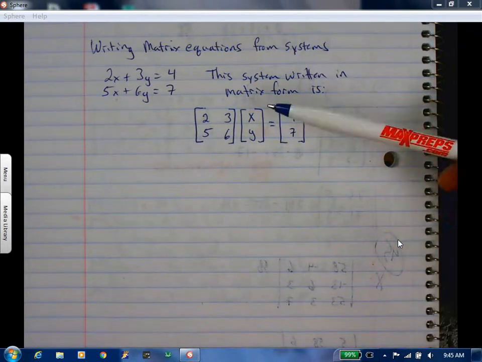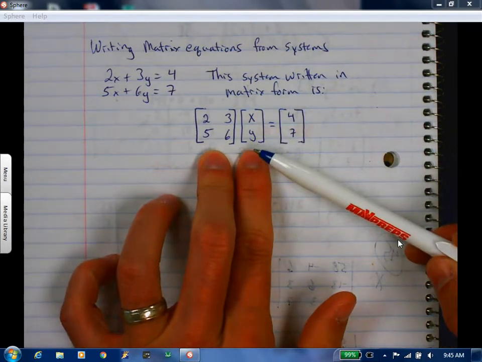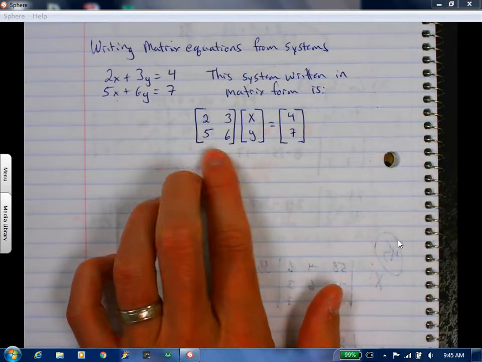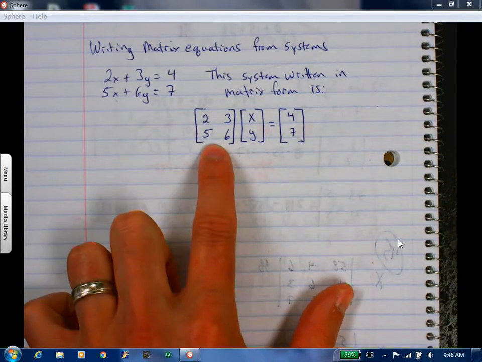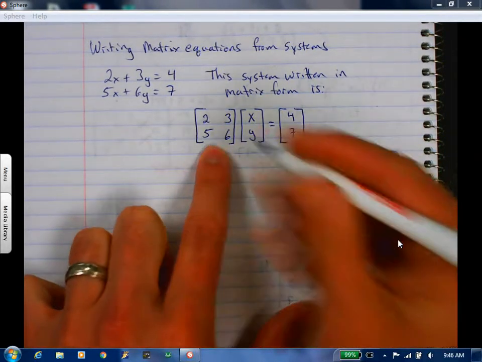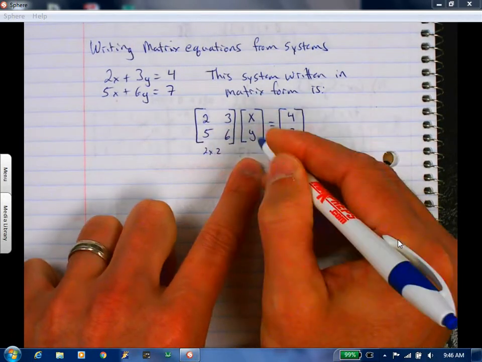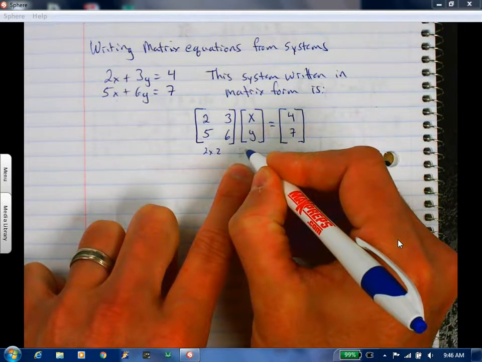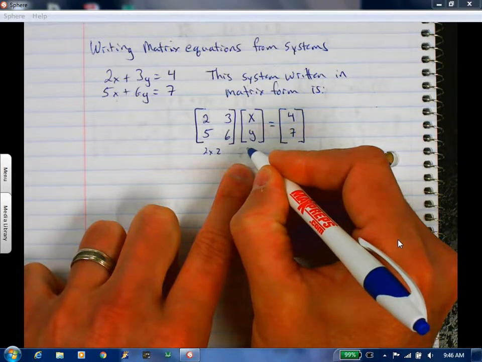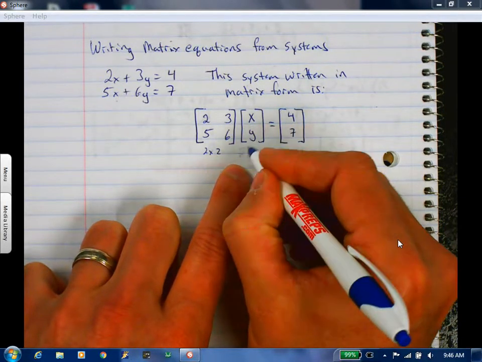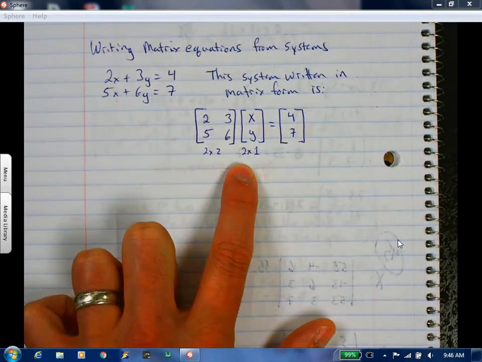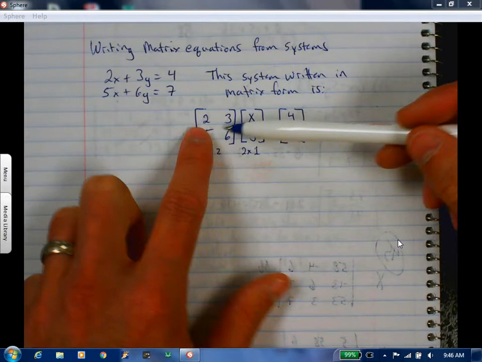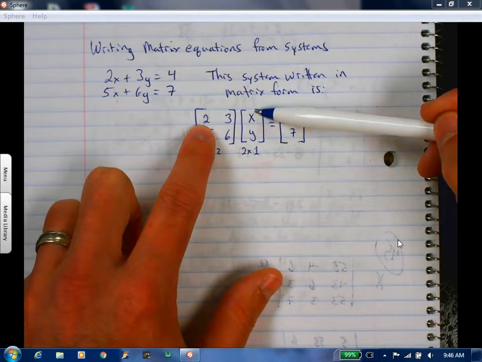Are these allowed to be multiplied together? Do the dimensions fit here to multiply the coefficient matrix times the variable matrix? This dimension is 2 by 2. This one is 2 by 1, rows by columns. So could I multiply these two? Yes. If I start at the top left and go over, then go down, and I add them together.